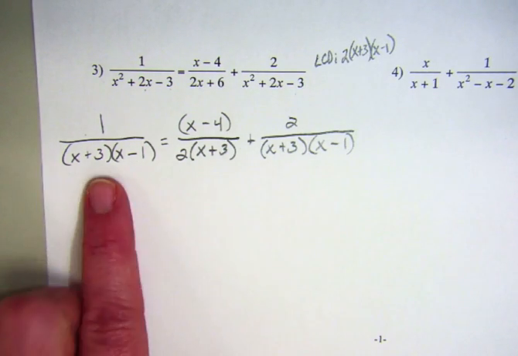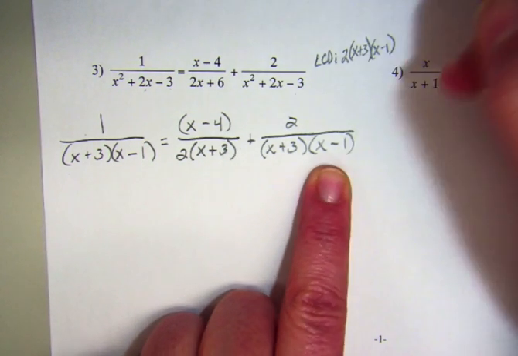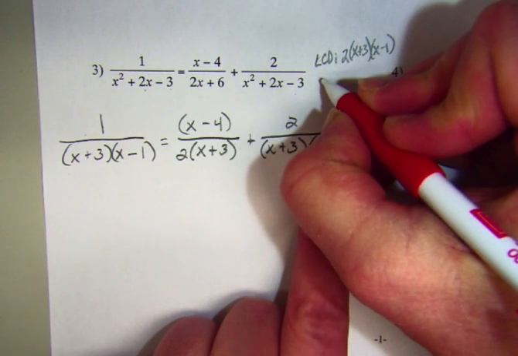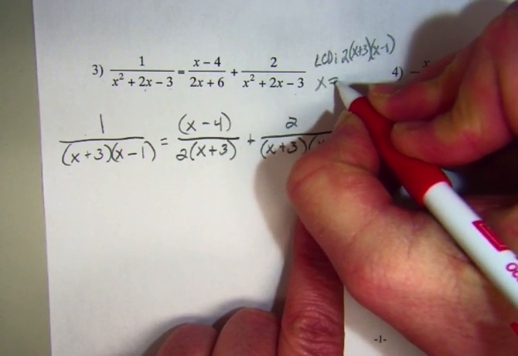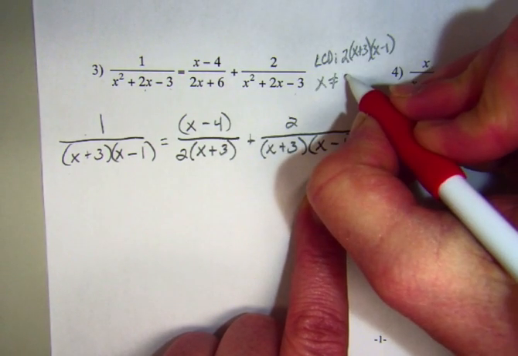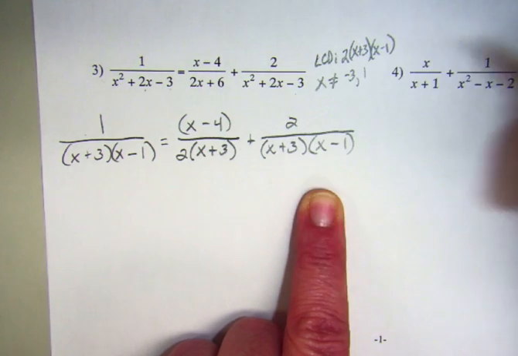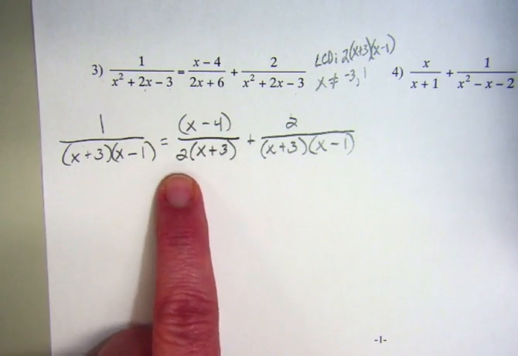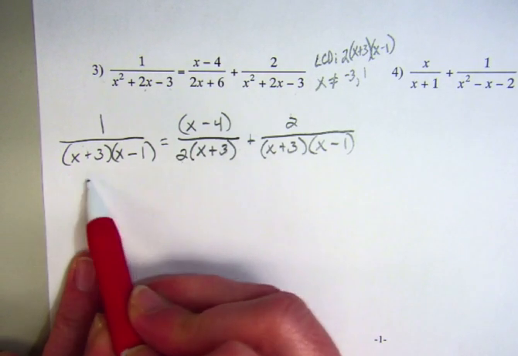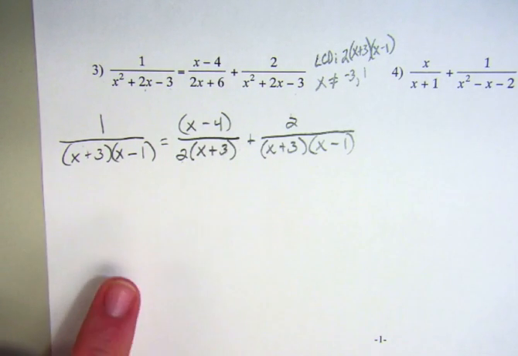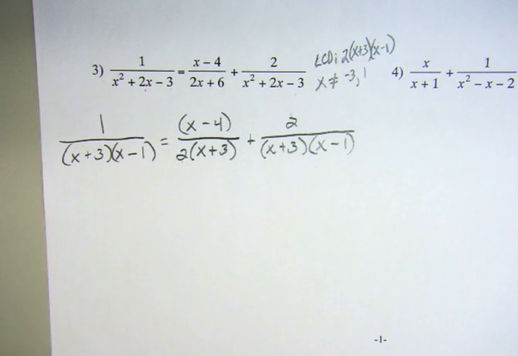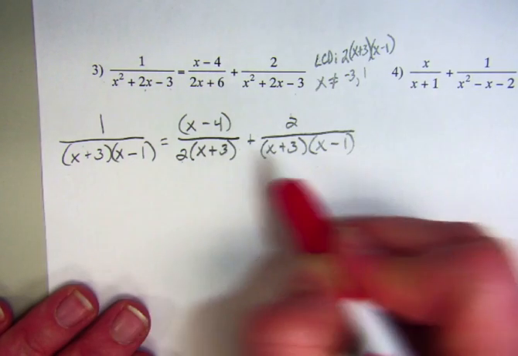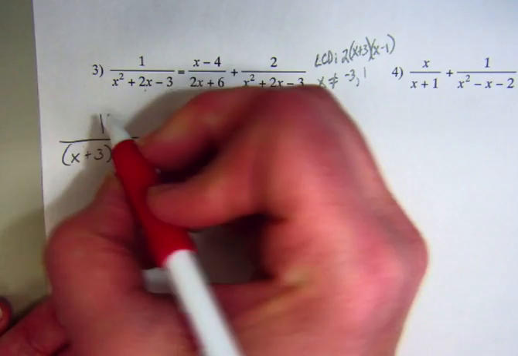Now, since these are in the denominator, then x cannot equal -3 or +1. Yes, x could equal 2. Just by x being 2, that's not going to make any of our denominators equal to 0. So I'm going to go ahead and multiply each of my terms by the least common denominator.